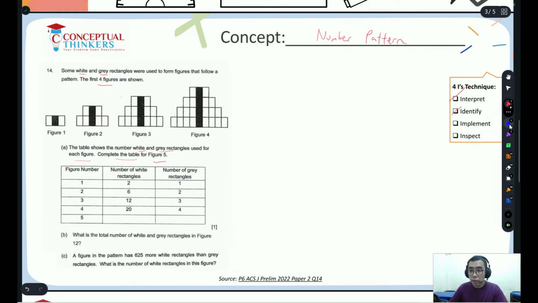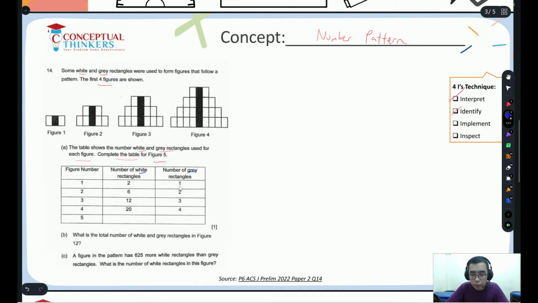So let's start to analyze and solve them. Now let's look at the table again. So for figure 1, the white color rectangle is 2. Then for grey rectangle will be 1. Now 2 will be 6, 2, 12, 3, 24.